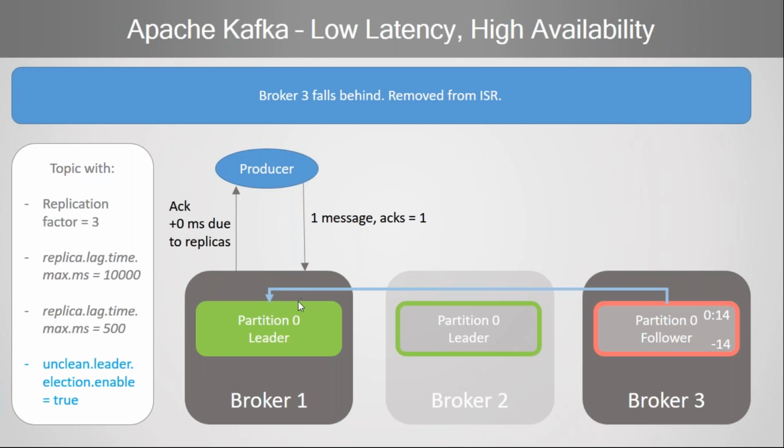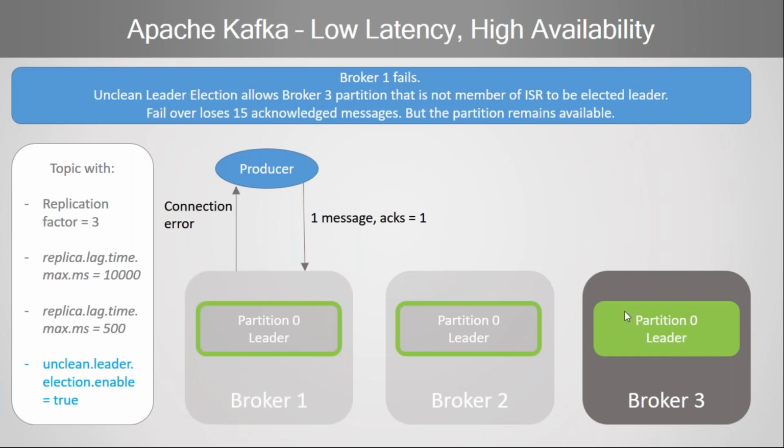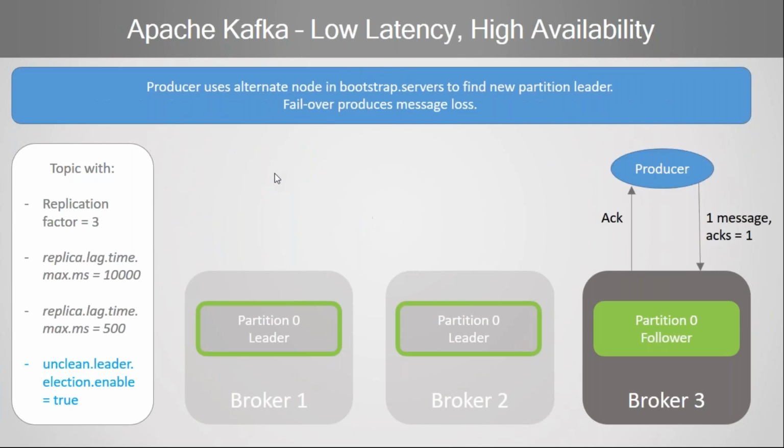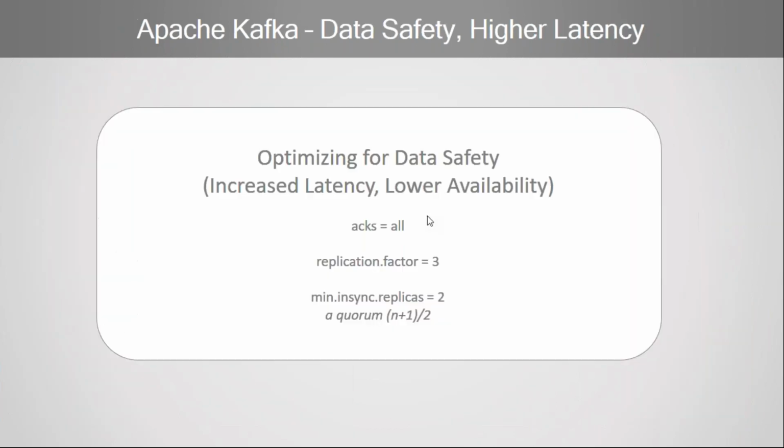But we're in dangerous waters here, because we have only a single replica that has all the data. Now we have unclean leader election enabled set to true, which means we can fail over to a replica that has not got all the data. So broker 1 fails, and we do fail over to broker 3. And while doing so, we've just lost 15 messages. But we continue to be available. So we get a quick connection error, but there's no problem. The producer reconnects, now finding that the leader is on broker 3 and continues to send its messages. So while we lost data, we continued to be available.